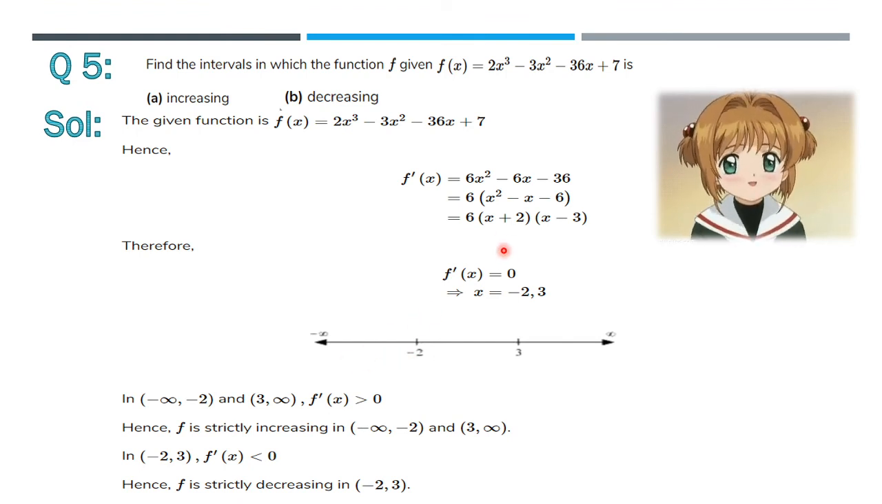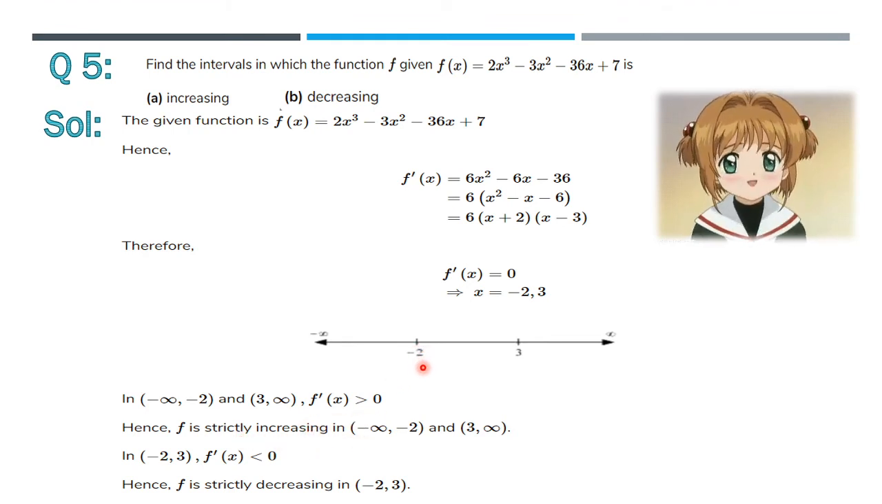Let's take any point from this interval. Let's take minus 3. If we take minus 3 here, minus 3 plus 2 is something negative, minus 3 into minus 3 minus 3 is something negative, and negative times negative is positive. So it means f dash x is greater than 0 in minus infinity to minus 2. The function derivative is greater than 0, so the function is strictly increasing in this interval.